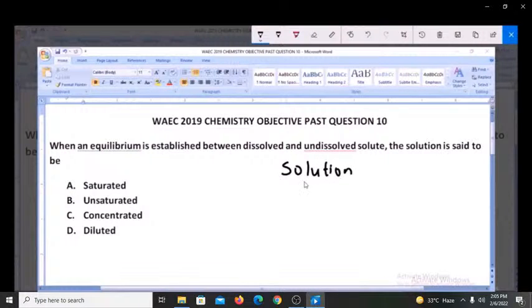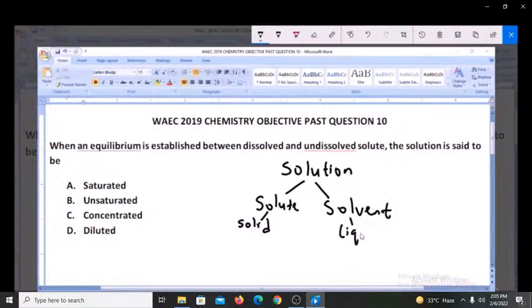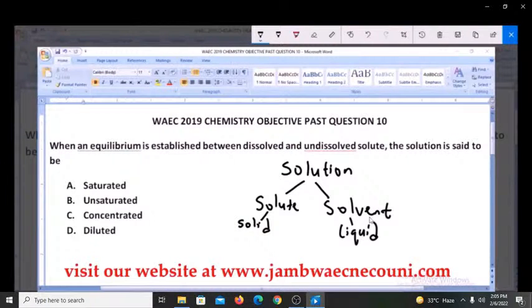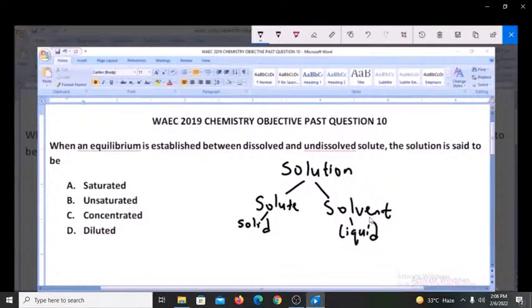So the first thing I would like to establish is that a solution is made up of 2 parts or 2 components, a solute and a solvent. Now in any topic considering solubility generally, the solute is the solid component, and the solvent is usually the liquid component. So if you have a solution of salt and water, which is sodium chloride and water, the sodium chloride is the solute and the water is the solvent.